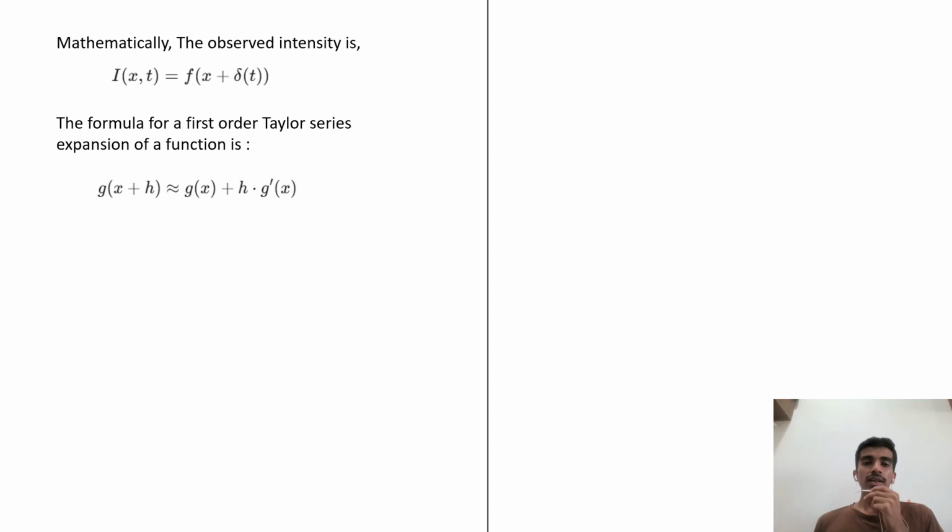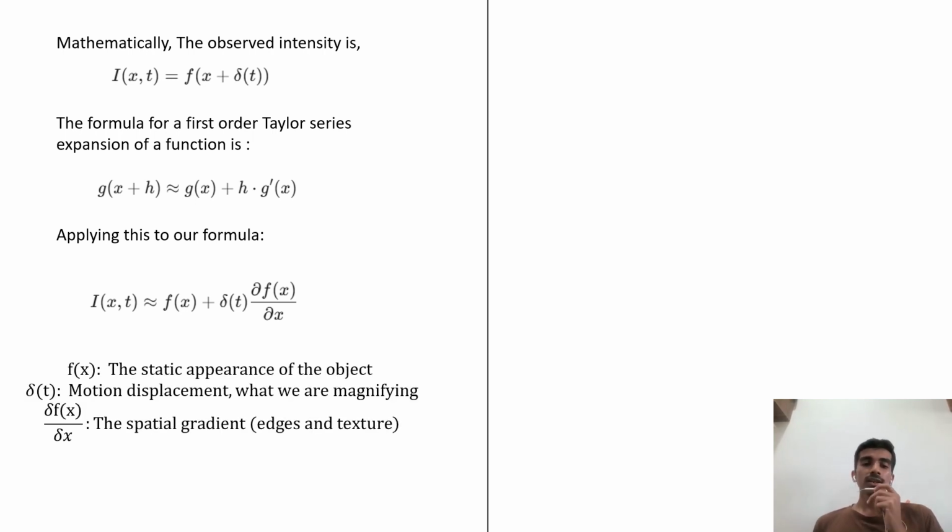Since the motion delta of t is very small, we can approximate this function using the first order Taylor series and obtain this expression, which is I of x comma t approximately equal to f of x plus delta of t times the gradient, del f of x by del x. So this breaks the function into two parts: the static background f of x and the dynamic change, which is the displacement delta of t times the spatial gradient.